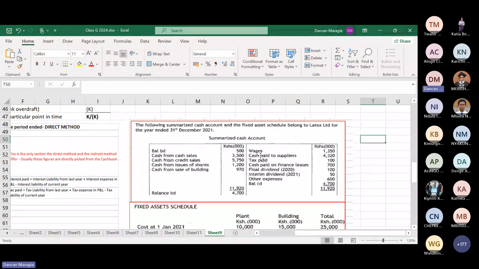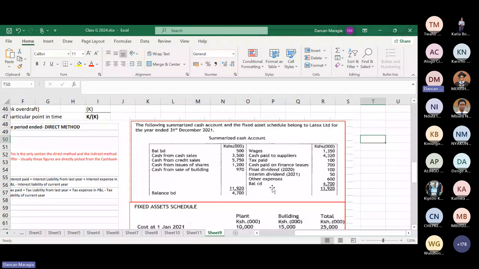We started with a cash balance in the account of 500. At the end of the year, we closed with a balance of how much? 4,700. So that is a cash movement from 500 to 4,700, an increase of 4,200. You can already see where the money came from: you have the sources and you have the payments.